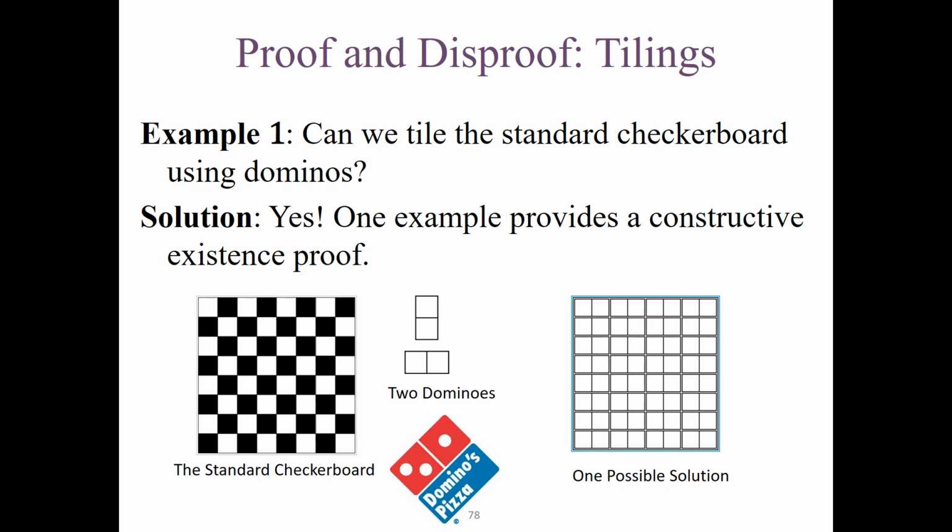Let's see this question. Can we tile the standard checkerboard using dominoes? Which means we have these two domino pieces and we want to tile this checkerboard. Maybe you can put these dominoes inside this checkerboard to see if we can tile the entire standard checkerboard using these special dominoes. For this case, you need to prove or disprove. This is one example of existence proof. Once you can see the way to tile the checkerboard using the dominoes, then we can answer yes. We can do that. How do we do that?